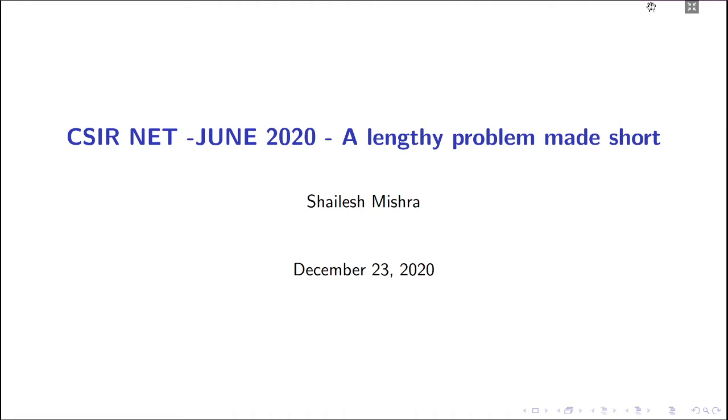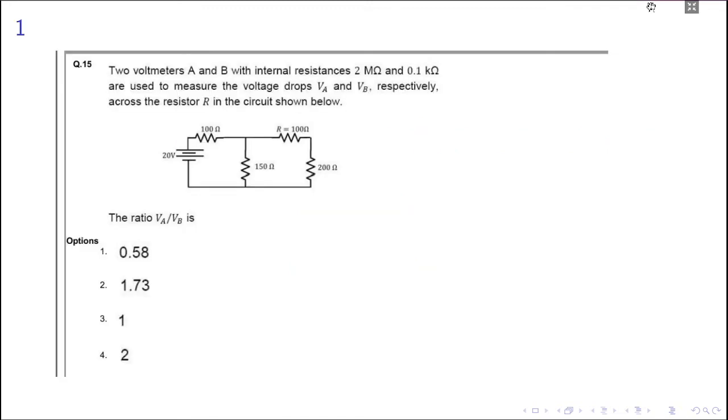So today we'll look at one problem from CSIR NET of this year. The problem is actually lengthy if you go with solving it in a conventional way, but there's a way to find a short solution to this, and I'll show you how to do this. So this is the problem.